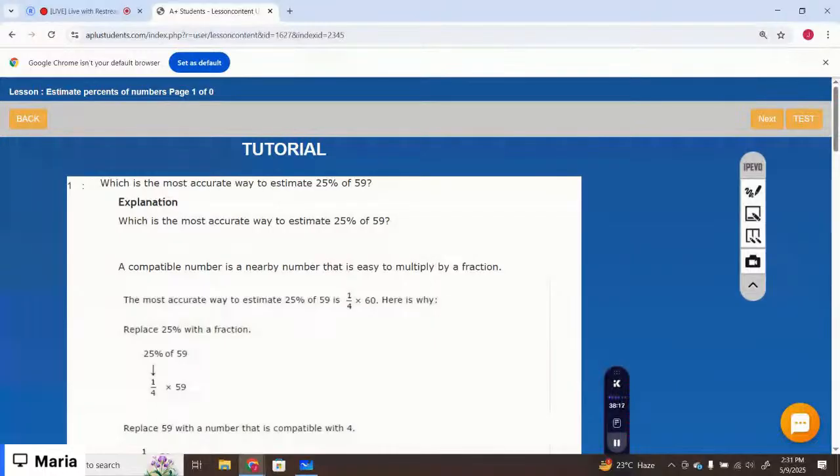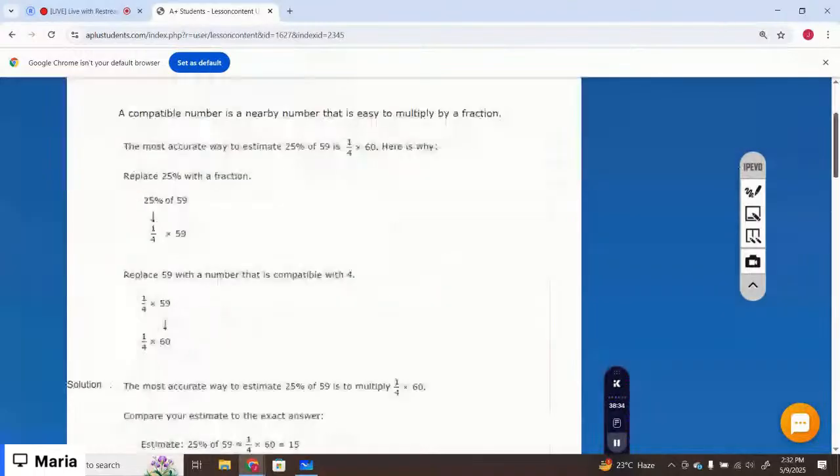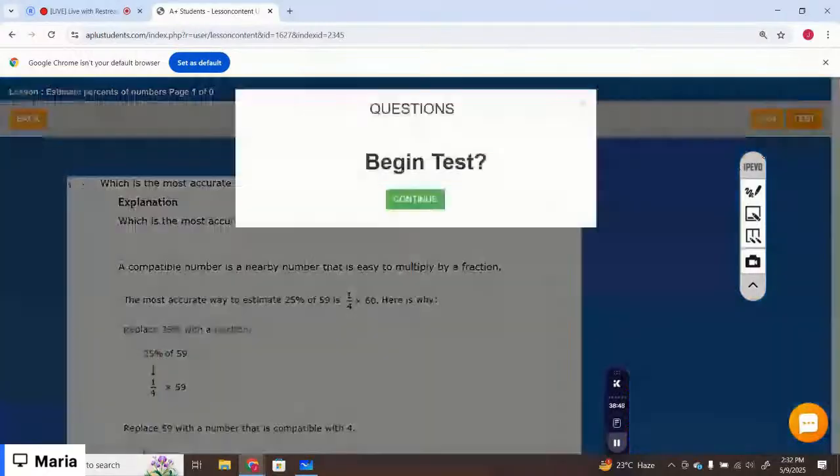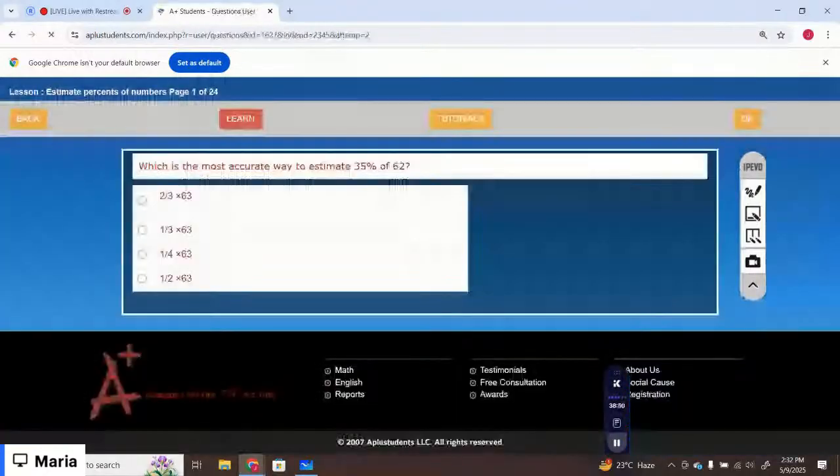Which is the most accurate way to estimate 25% of 59? Basically, you have to estimate 25% of 59. 25% means one fourth. So you need to estimate one fourth of 59. You can estimate 59 to 60. So 1/4 of 60 equals 15. So the correct option is 15. Let's start with the test questions.